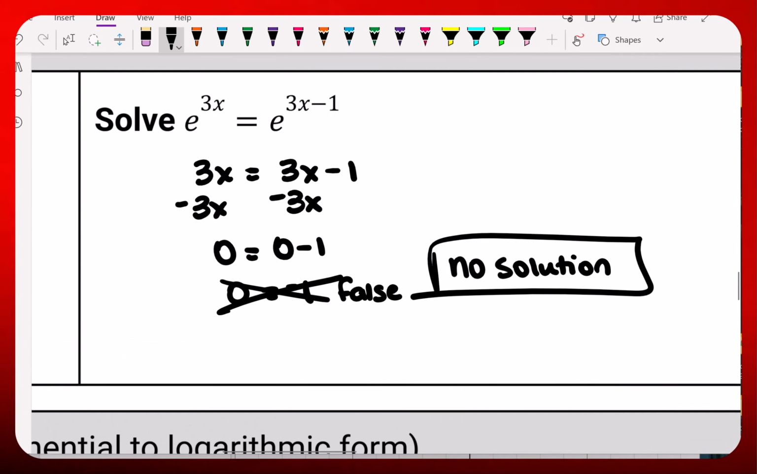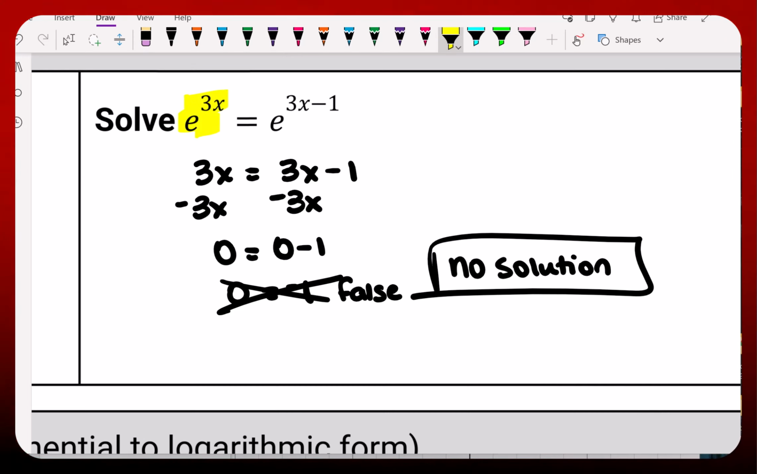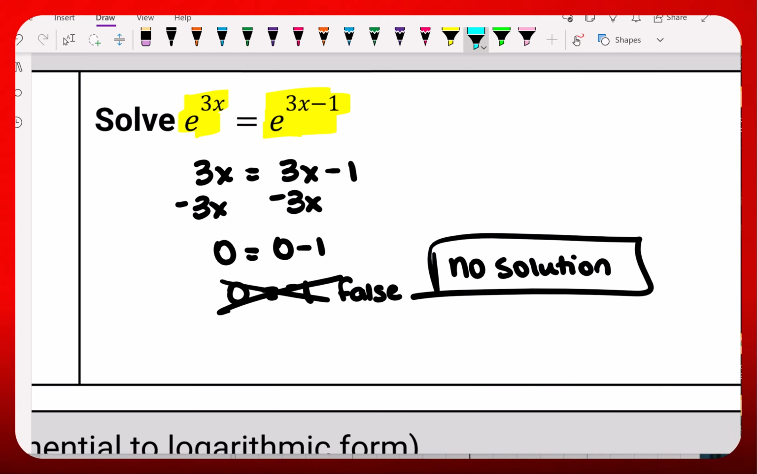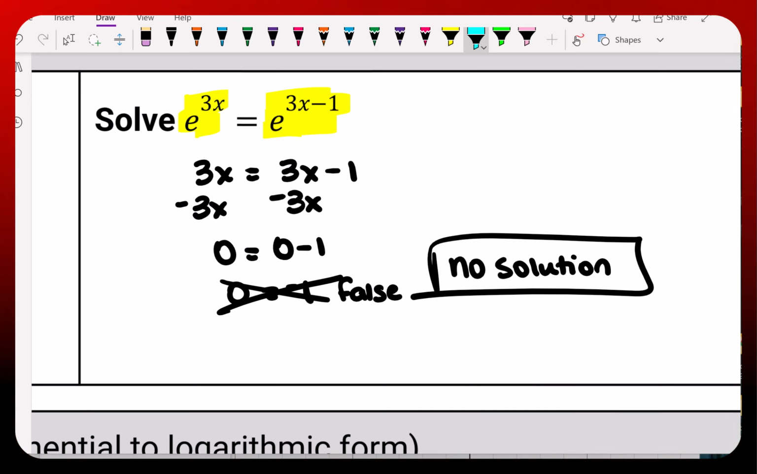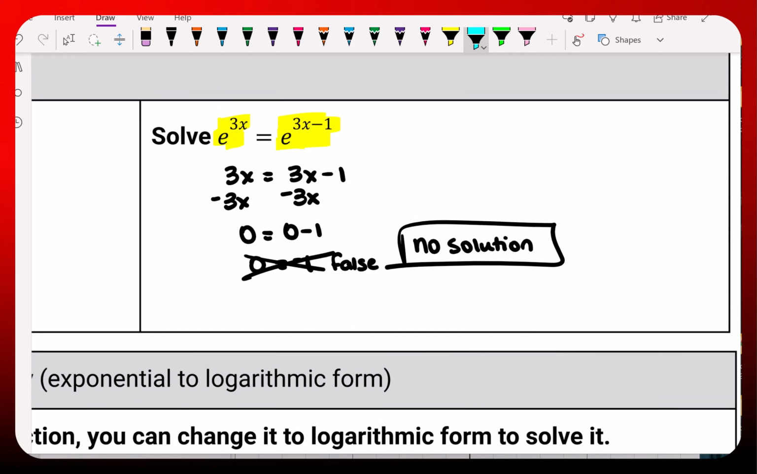Basically, what's going to happen is if you type this side into Desmos right here, and you type this side into Desmos, they will not connect. They will not intersect. There is no solution. And that happens sometimes.